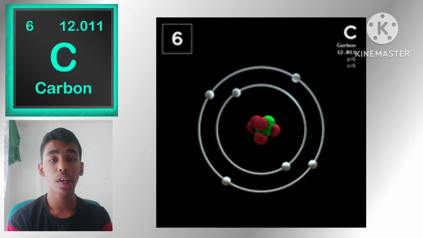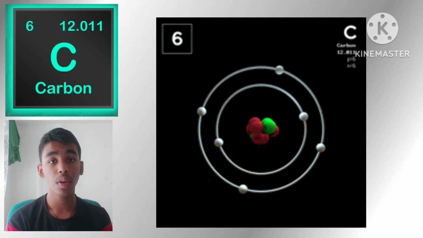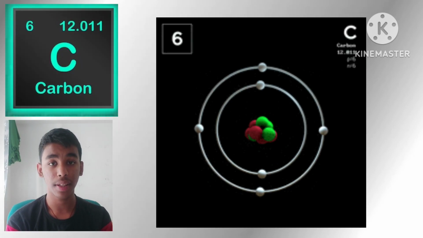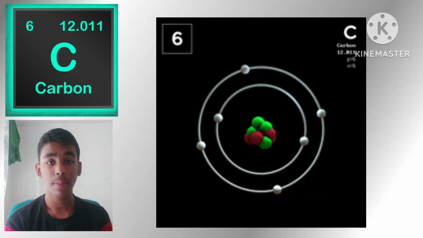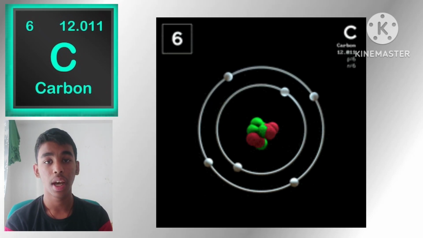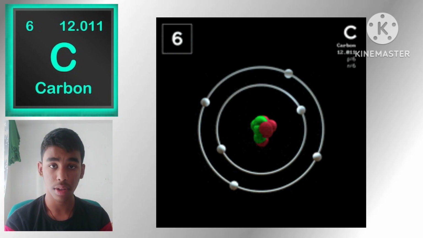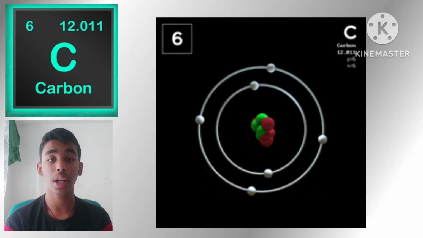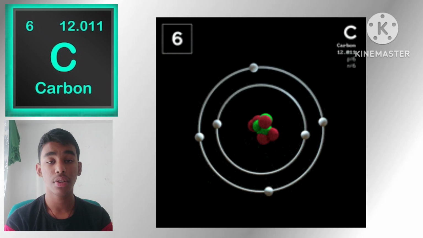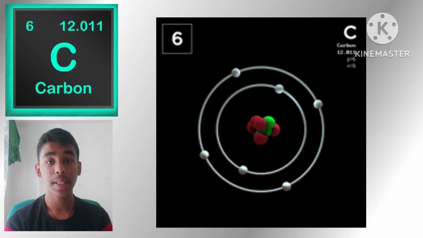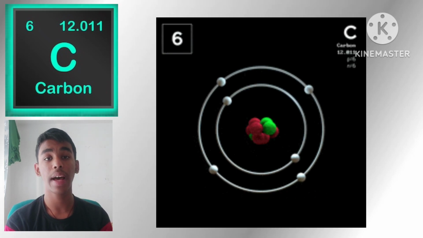In today's video we're going to talk about carbon. Carbon is an element in the periodic table which has atomic number 6 and mass number 16. That means it has 6 electrons, 6 protons and 6 neutrons. So it is basically a non-metal and is a tetravalent element. That means it has 4 electrons in the valence shell.